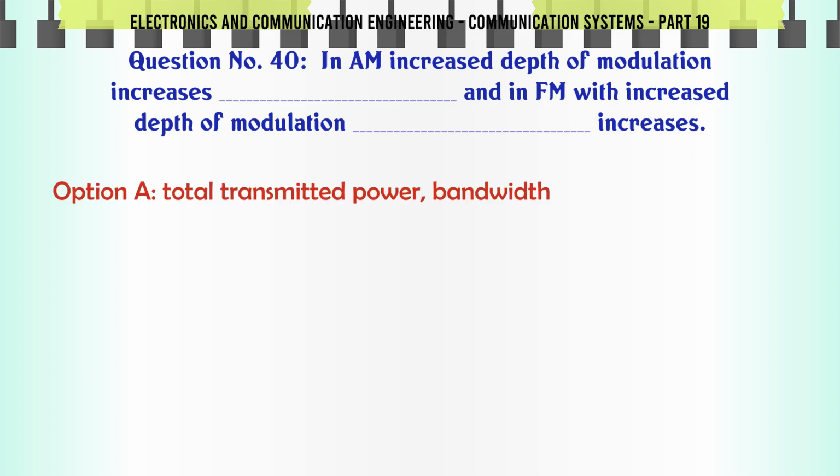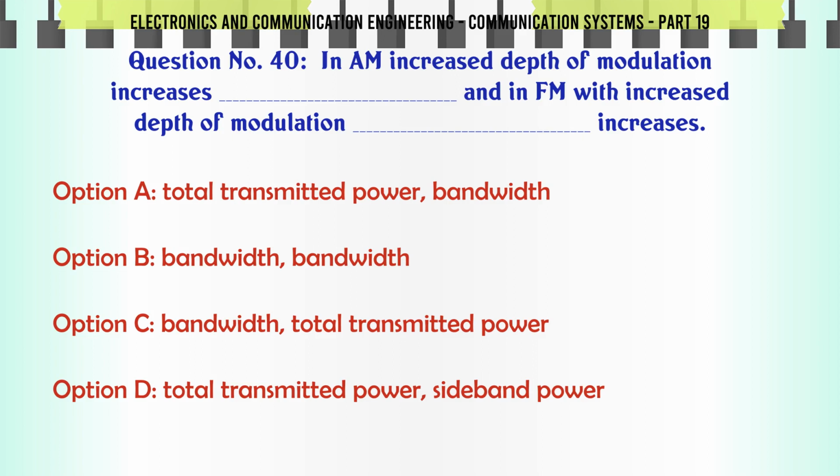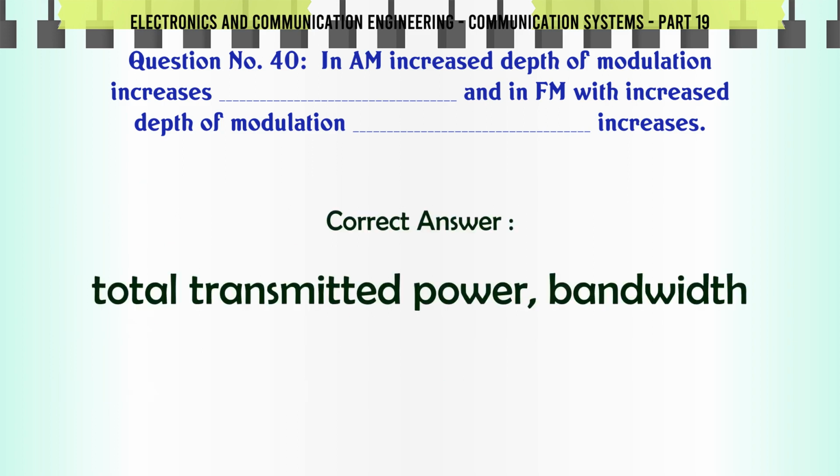In AM, increased depth of modulation increases ___ and in FM, with increased depth of modulation, ___ increases. A. Total transmitted power, bandwidth. B. Bandwidth, total transmitted power. D. Total transmitted power, sideband power. The correct answer is total transmitted power, bandwidth.